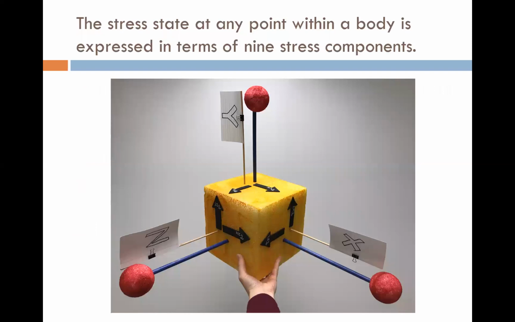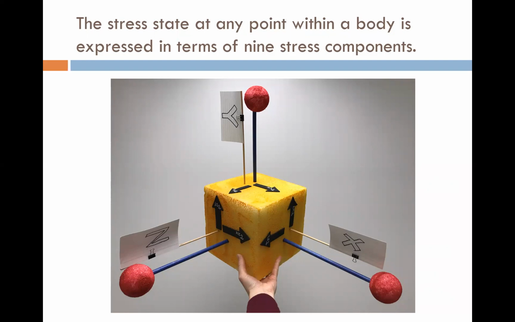So let's start by discussing the stress state. At any point within a body, we can look at a tiny material element, and let's assume that this yellow block is that material element. At each location within the body, we will get a different stress state, which means that the stress state is a field quantity. It's a function of location.